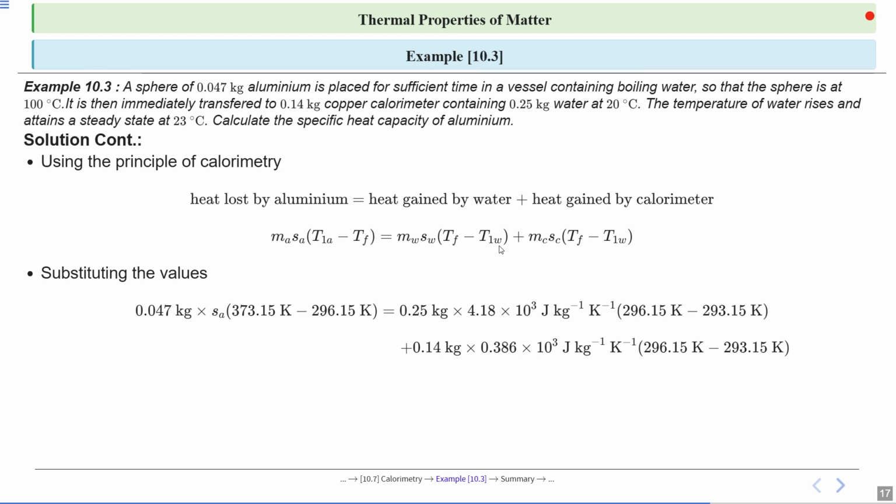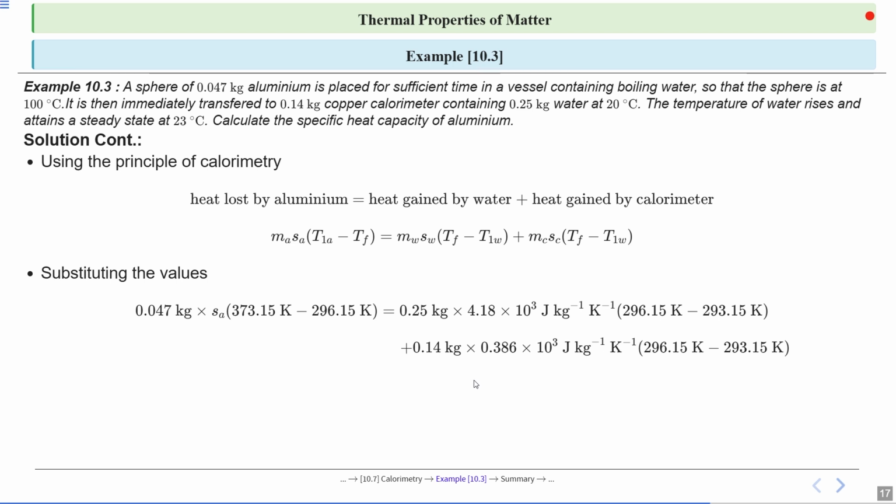All right. Tf minus T1W is 296.15 Kelvin minus 293.15 Kelvin. Plus Mc, that is 0.14 kg into Sc, 0.386 into 10 raised to the power 3 joule per kg per Kelvin, Tf 296.15 Kelvin minus T1W 293.15 Kelvin. All right, so this is the principle of calorimetry. Now the remaining part is just solving using simple mathematics.